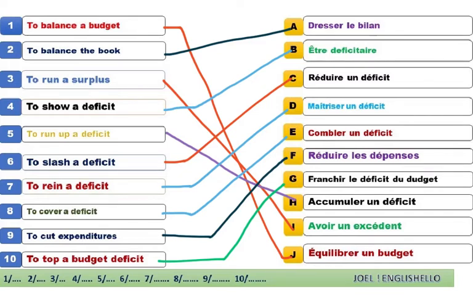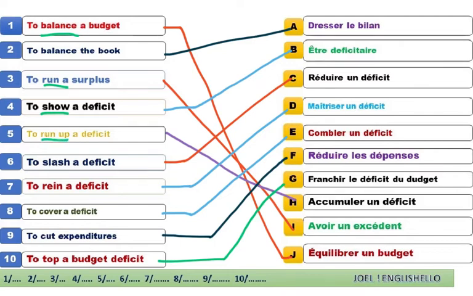So to balance here, équilibrer. Balance a budget, équilibrer un budget. To balance the books, dresser le bilan. It is important to balance the books every year. Chaque année, c'est très important de dresser le bilan. All right? To run a surplus, avoir un excédent. To show a deficit, être déficitaire.